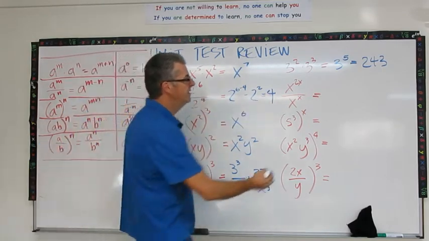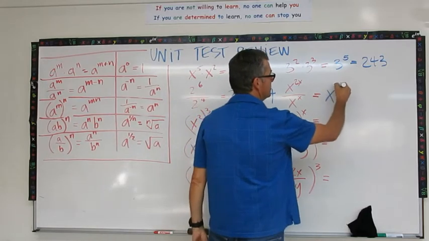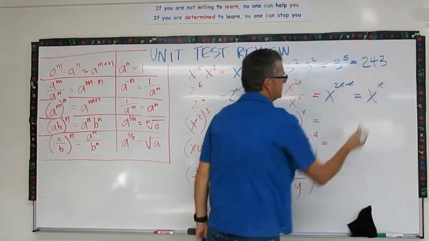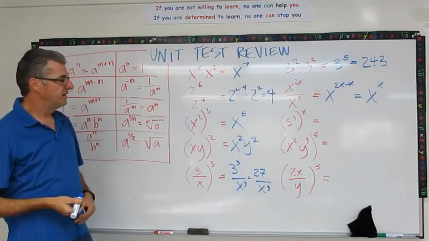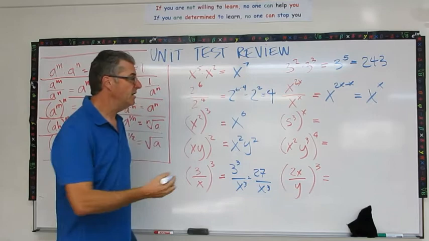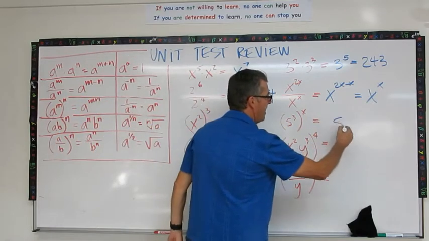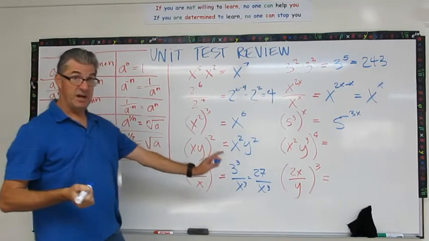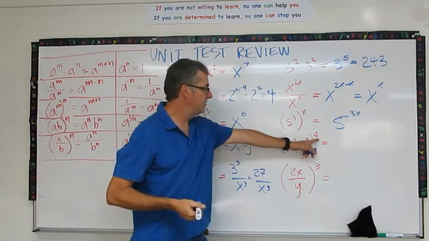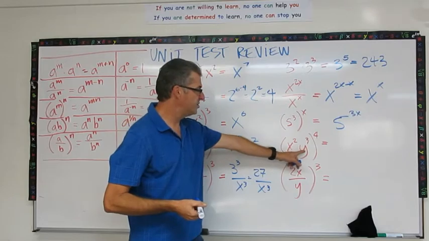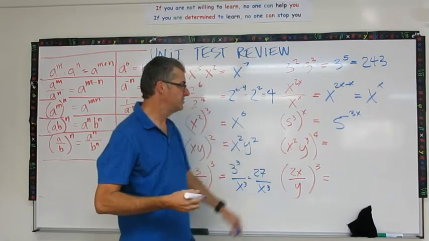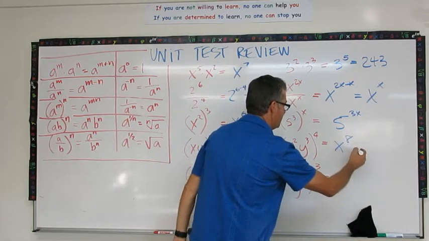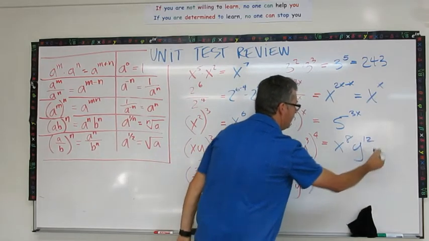Okay, this one is going to be x to the 2x minus x, which is just going to be x to the x. Okay? Let's try that one. This is a power of a power. We just multiply 5 to the 3x. This last one is starting to get a little more complicated. I've got to distribute this power on both of these terms, and I'm raising these powers to a power. It's going to be multiplication. I'm going to get x to the 8th, y to the 12th.